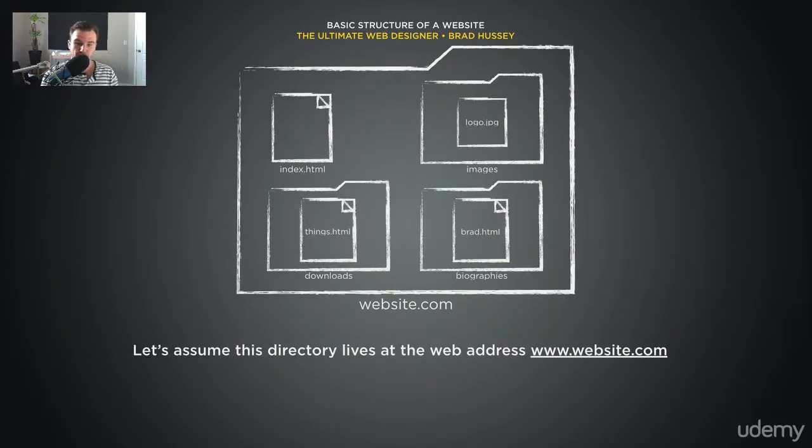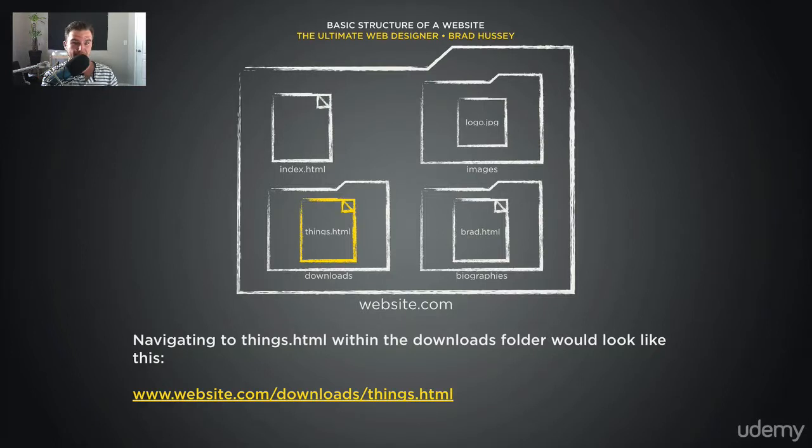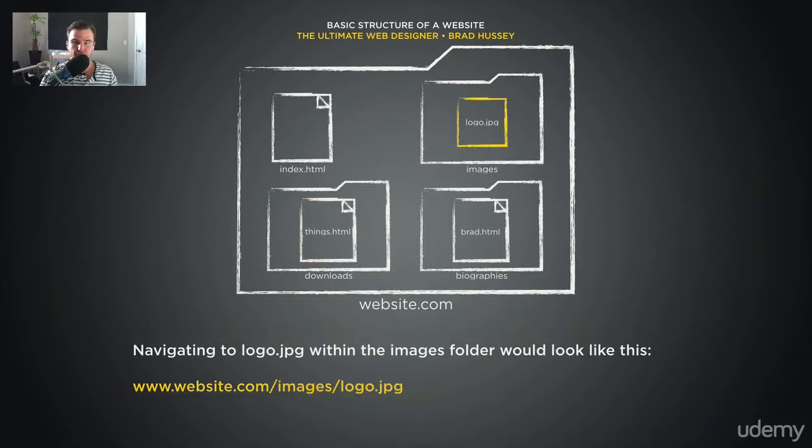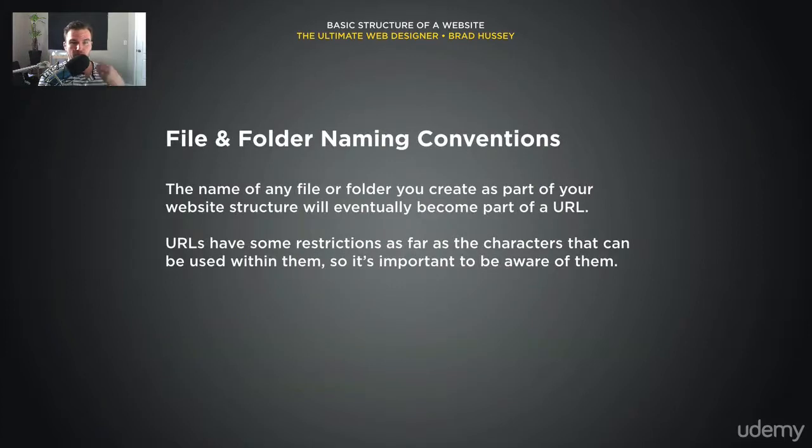So let's assume this directory lives at the web address www.website.com. Navigating to things.html within the downloads folder would look like this in the address bar: website.com/downloads/things.html. Navigating to logo.jpg within the images folder would look like this: website.com/images/logo.jpg.